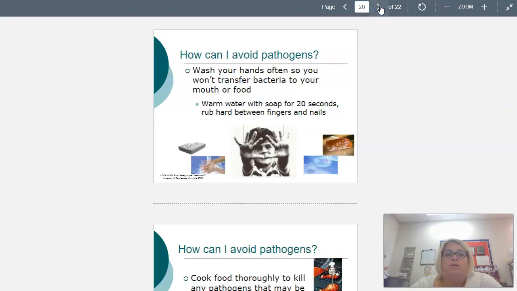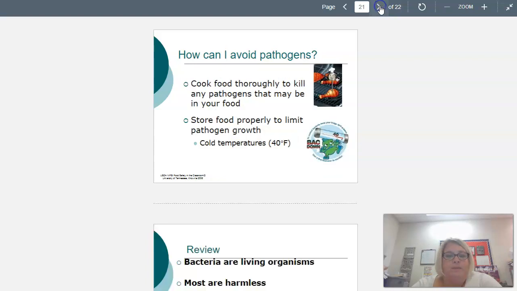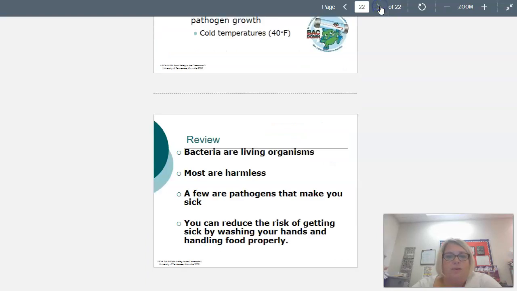Same thing as what we're doing to avoid pathogens. Wash your hands often so you don't transfer bacteria to your mouth or to food. Warm water with soap for 20 seconds. Rub between your fingernails and your nails and fingers and all that fun stuff. Get every nook and cranny. Cook food thoroughly to kill any pathogens that may be in your food. Store food properly. If it says refrigerate it, refrigerate it. That will help limit the pathogen growth.